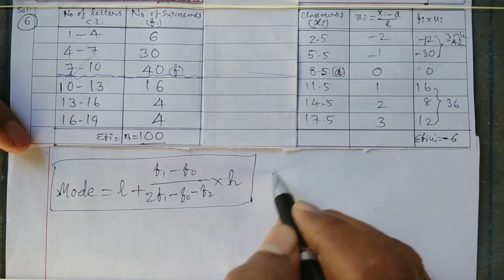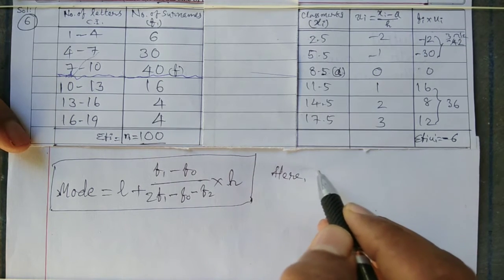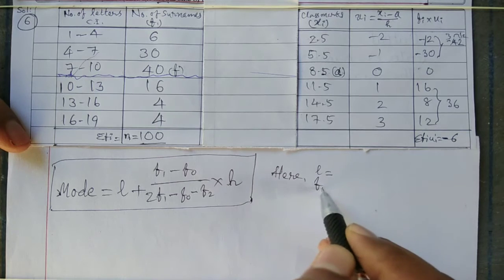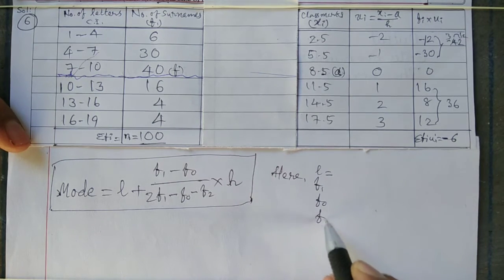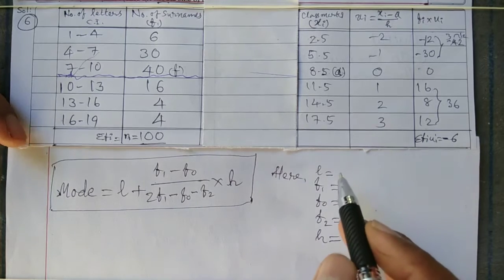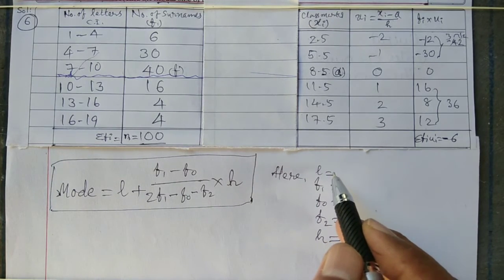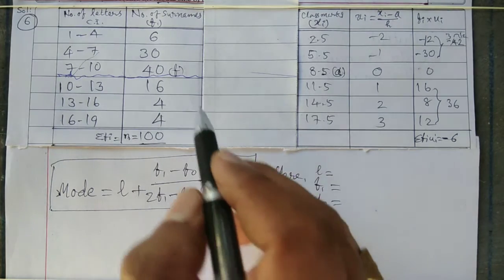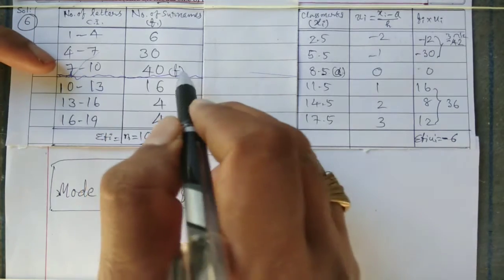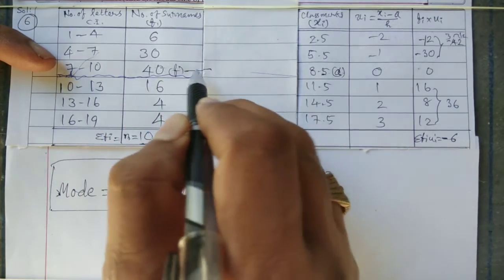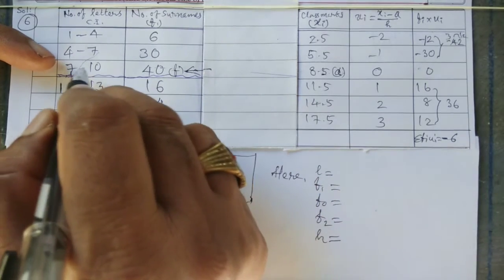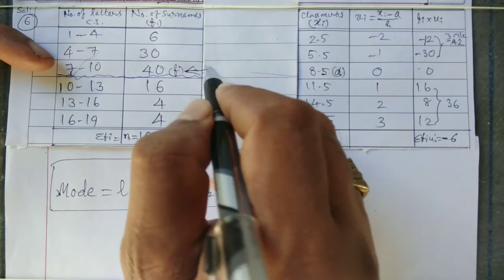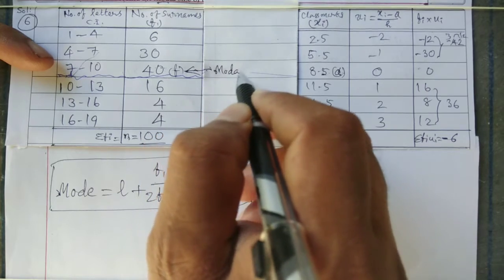Here we have to know L, F1, F0, F2 and H. How to find these? L is what? Lower boundary of the modal class. How to identify the modal class? The frequency which is the highest, that is the modal class. So this is the highest, so this 7 to 10 class is the modal class.